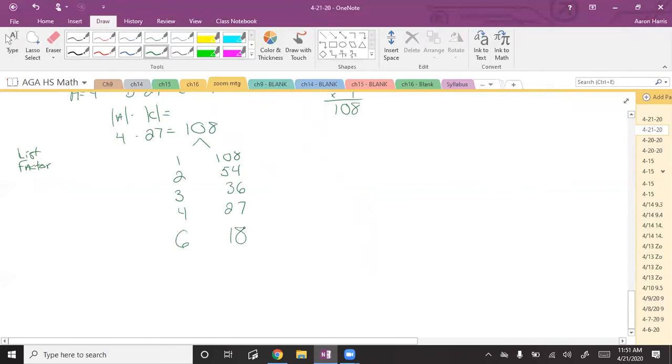6 and 18. And then 7. Does 7 work? No. Would 8? 8 doesn't work. 9. Wait, would it be 9 and 12? 9 and 12, yes. 10 doesn't work. 11 doesn't work. So we're done. All right, beautiful.